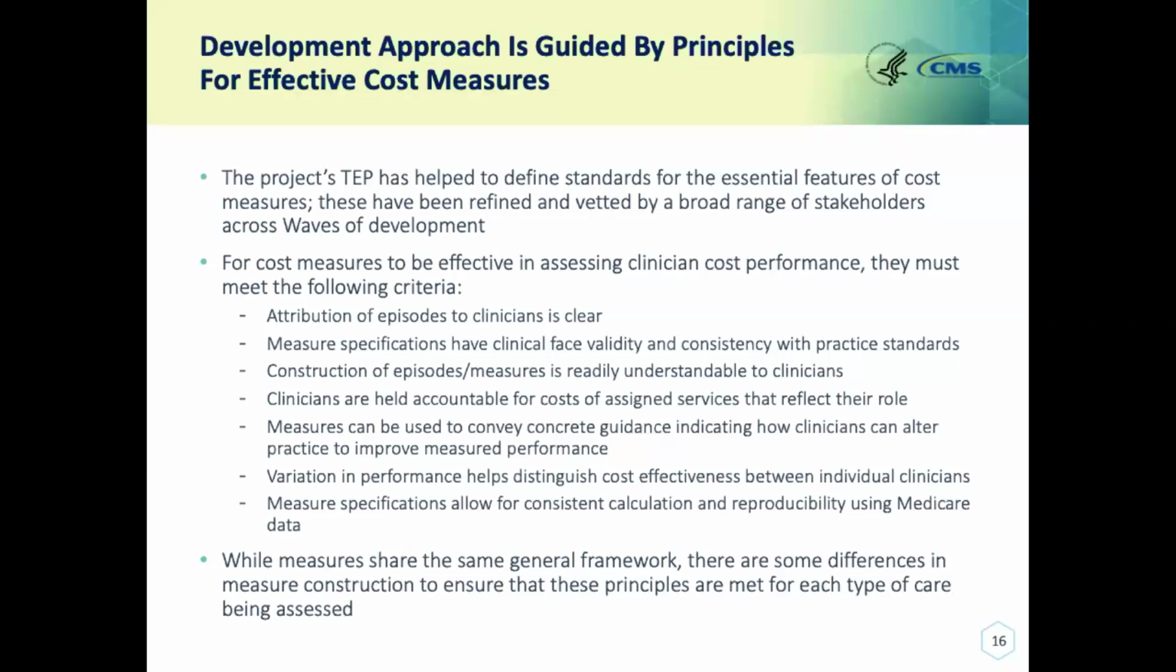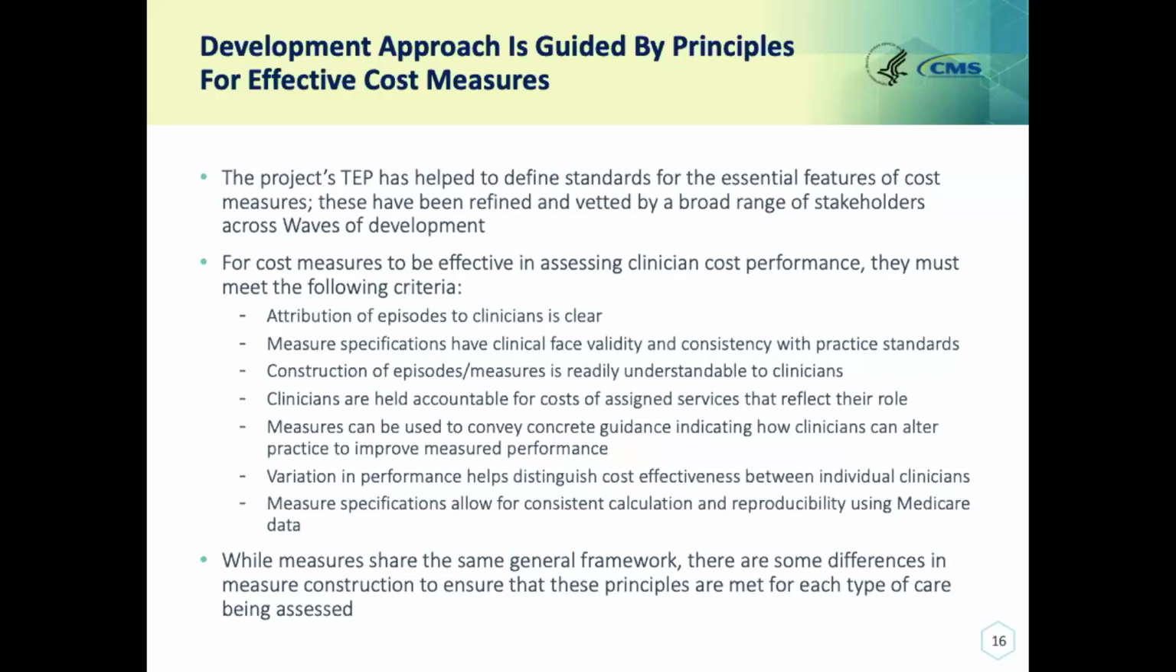Firstly, clinicians should be able to review and readily understand measure specifications and be able to anticipate when an episode will be attributed to them. And since measures capture costs related to various aspects of clinical care, whether episode-based or population-based, it's important that the measure specifications have clinical feasibility and are consistent with practice standards. The measure should also include costs of care that relate to the clinician's role for the particular measure focus. This is important so that the measure can be used to convey information that clinicians can then use to influence costs and improve their performance on the measure.